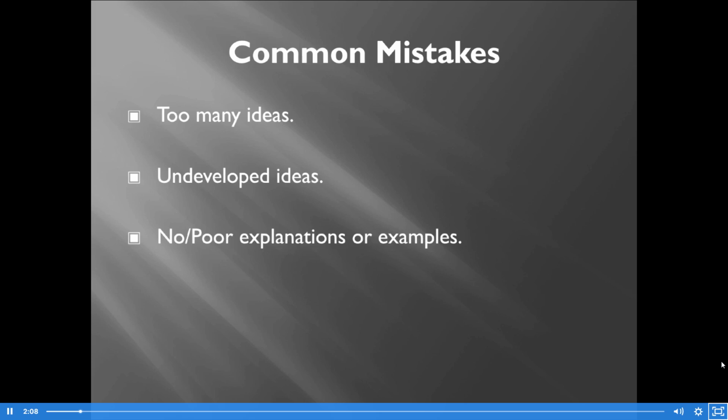Other students know to limit their ideas and they know that they need to develop their ideas, but they do so poorly. So they might have one explanation but no examples, or they might have explanations and examples but they're very poor. Just having explanations and examples in your main body paragraphs is not good enough. You need to have good explanations and good examples, and we'll show you how to do that in this course.